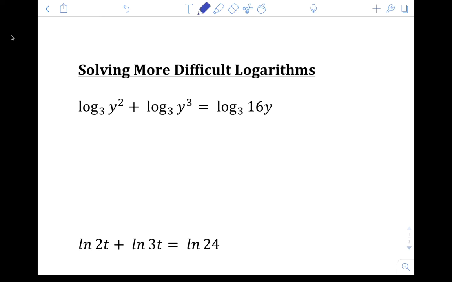Lesson 12.6. It's time to do more difficult logarithms. So at this point, you have done the basics of solving logarithms. You've realized that there are really only two options. That has not changed. Your goal is either to be able to drop the logarithms because you have a log on each side, so then you don't need it anymore.